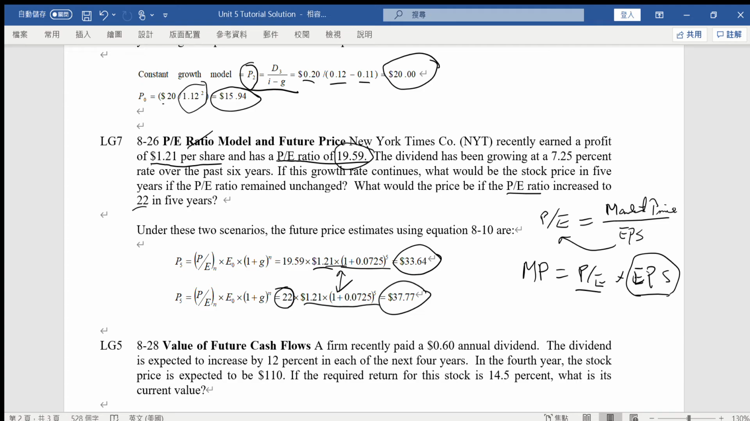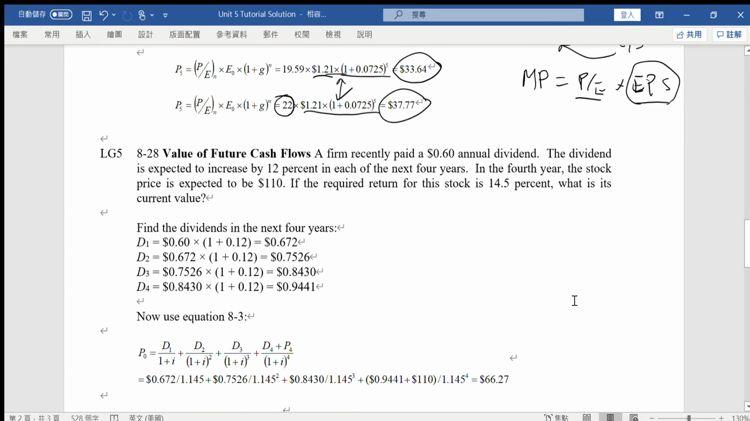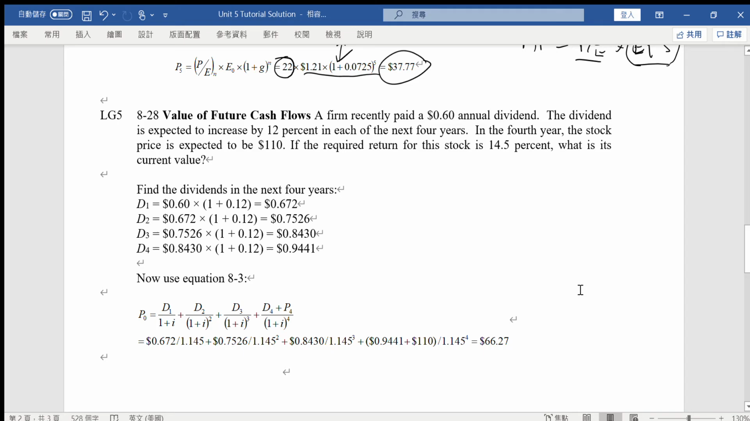37.77 should be higher. Okay, should be much higher. If we have a higher PE ratio, surely the price value of the stock should be higher. Okay, then another one, not the last one.